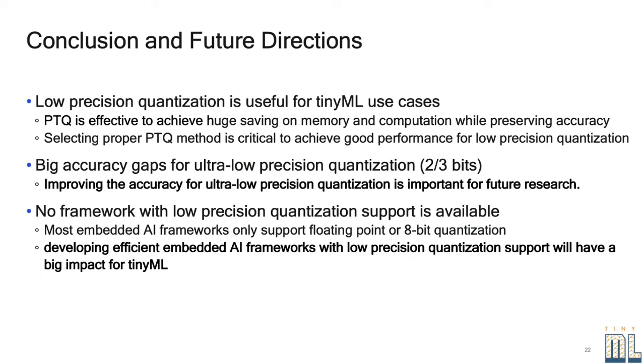In conclusion, low precision quantization is very useful for tinyML use cases. PDQ is effective to achieve huge saving on memory and computation while preserving accuracy. For low precision quantization, selecting proper PDQ methods is critical to achieve good performance. And there's big accuracy gap for ultra low precision quantization, such as 2 or 3 bits, compared to the original full precision model. Therefore, improving the accuracy for ultra-low precision quantization is important for future research.